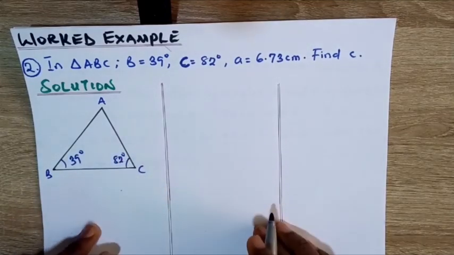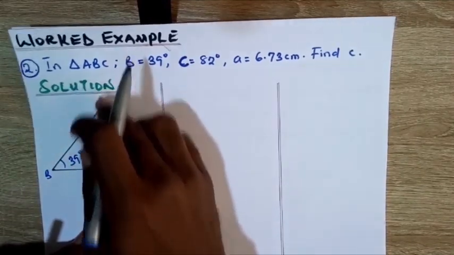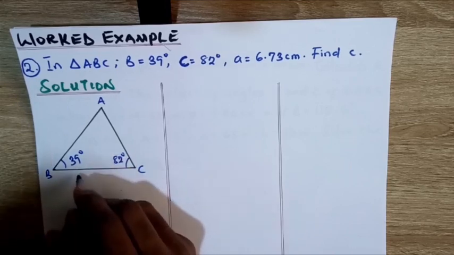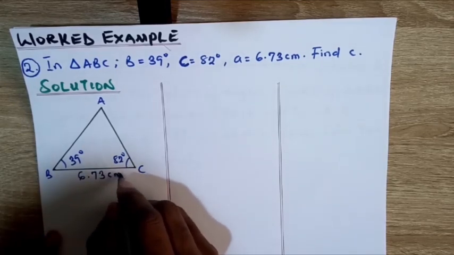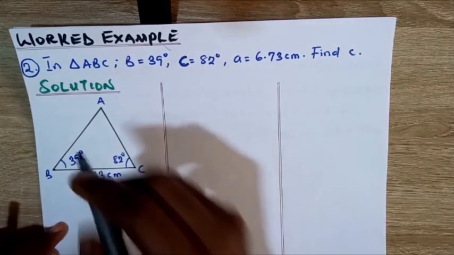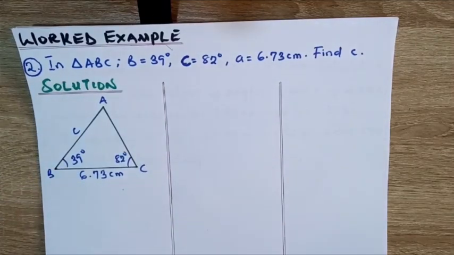We have. And the side a, that means the corresponding side facing the angle A, is 6.73 centimeters. So we have to find the side c. This is the unknown you're looking for. This is the unknown.